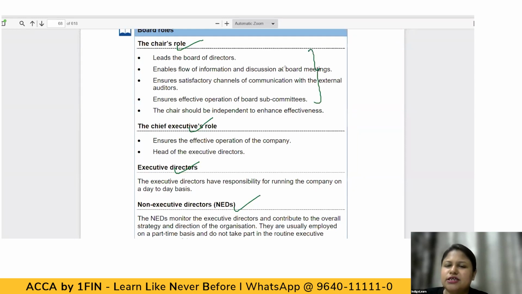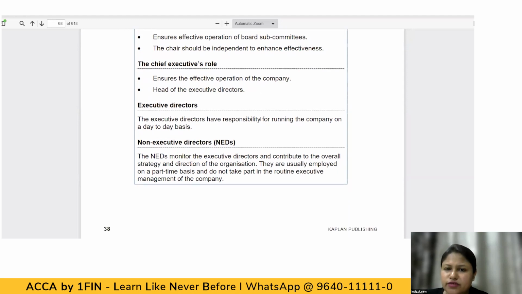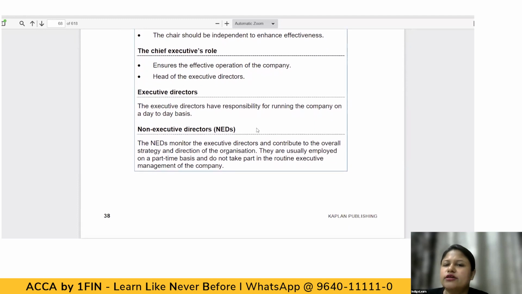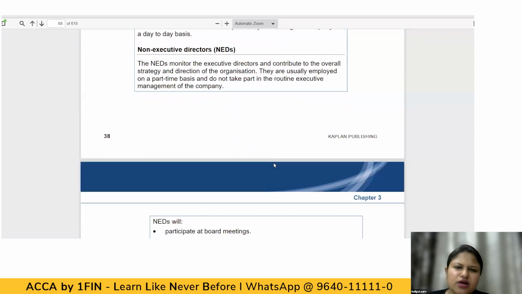So the chairperson is basically responsible for the flow of information, satisfactory channels of communication, and effective operation of the subcommittees, to ensure the effectiveness. Then chief executives are basically responsible for all the operations of the company. They are the head of the executive officers and directors. Then for running the company on a day-to-day basis, we have executive directors. Non-executive directors do not attend the company regularly, but they provide expertise and advice. They help in the formulation of the overall strategy. So they meet as and when the meetings are conducted, for which they will be paid the sitting fees. So they won't take part in the routine.